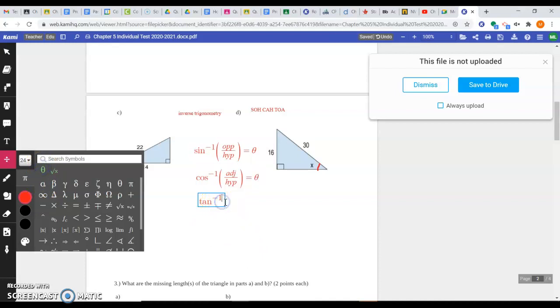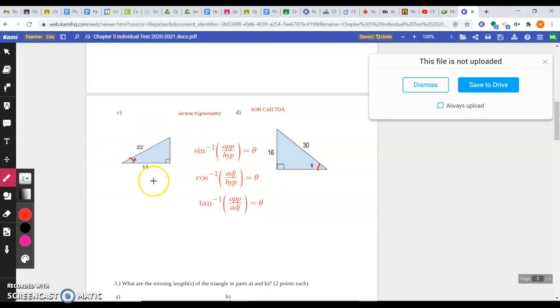Lastly, for tangent, you plug in the opposite side divided by the adjacent side, and whatever you get out is going to be your angle. So again, you need to evaluate the triangles. What are they giving me? Well, in triangle C, they're giving me the adjacent. This 14 is my adjacent. It's between my angle and my 90. 22 is my hypotenuse because it's across from the 90-degree angle.